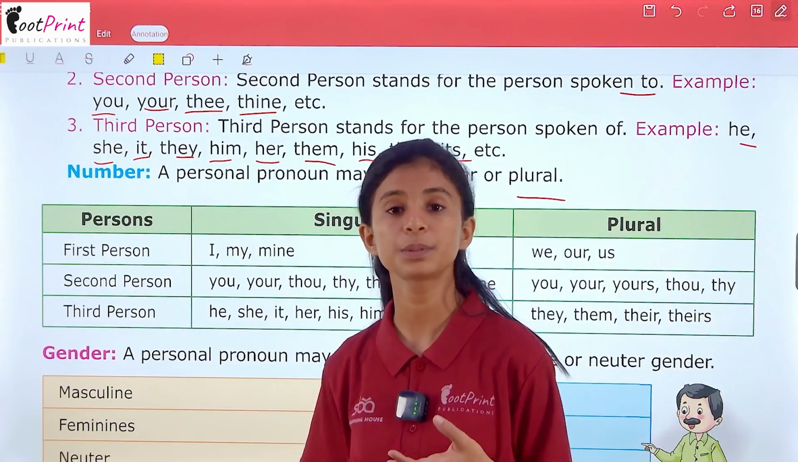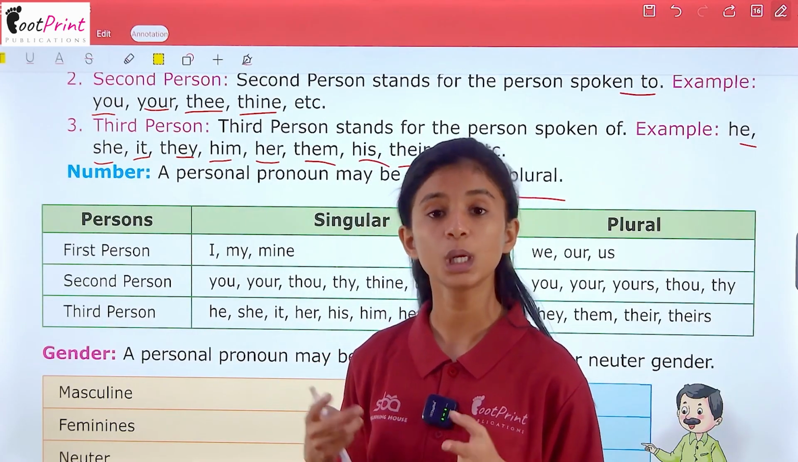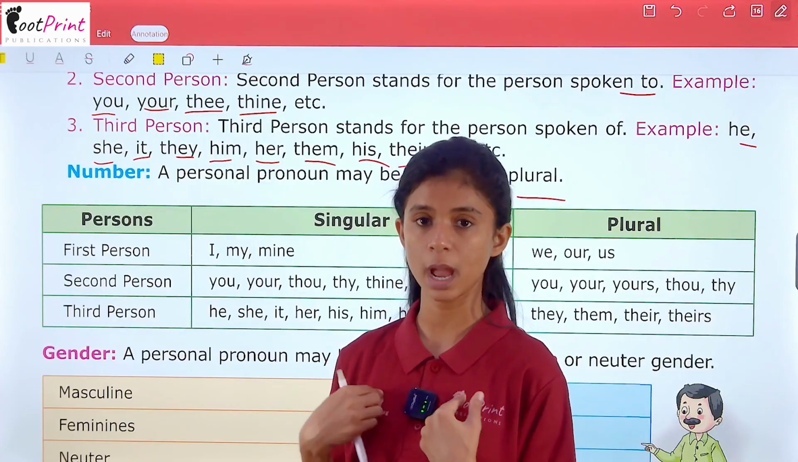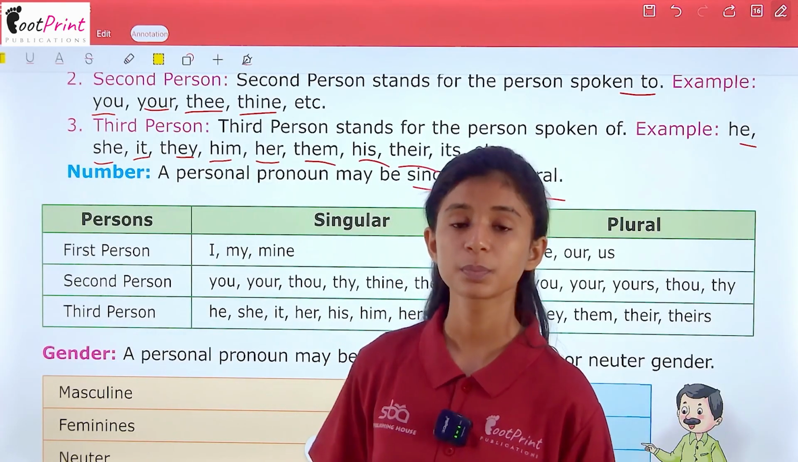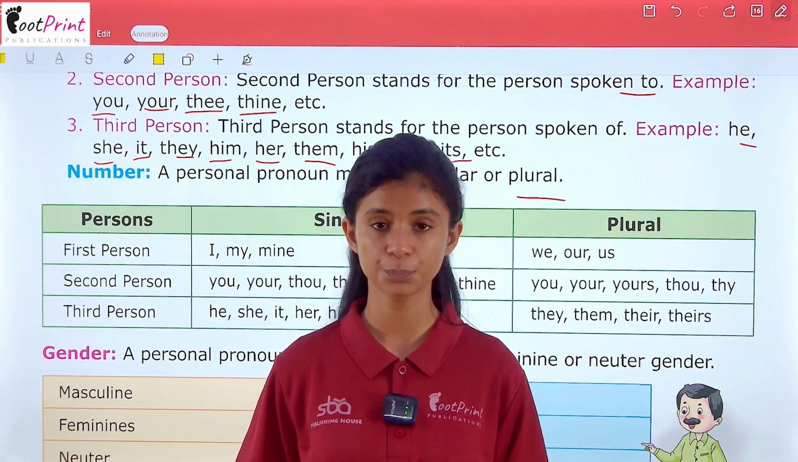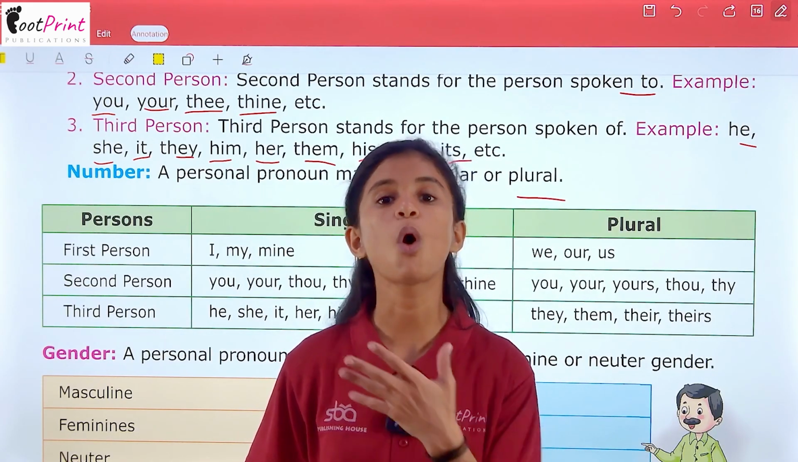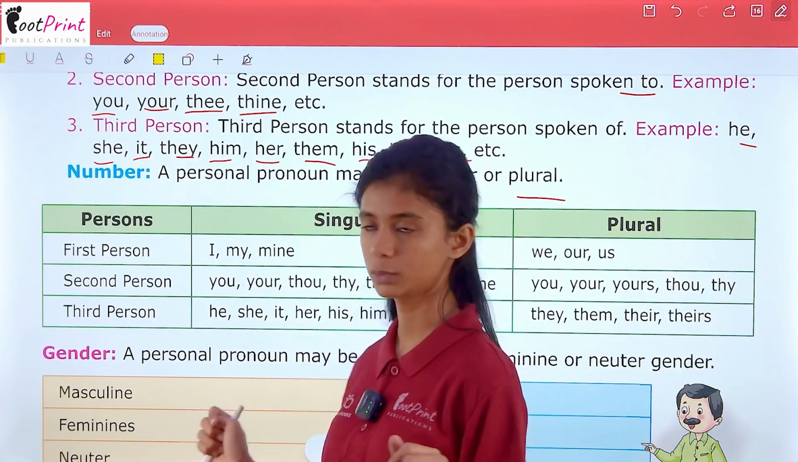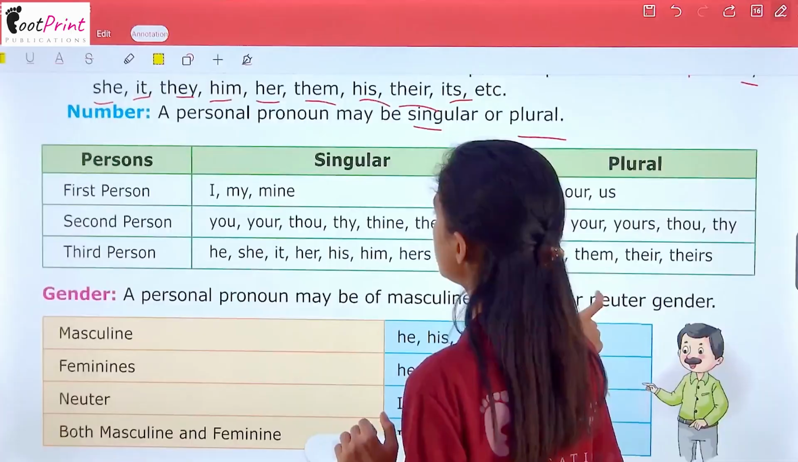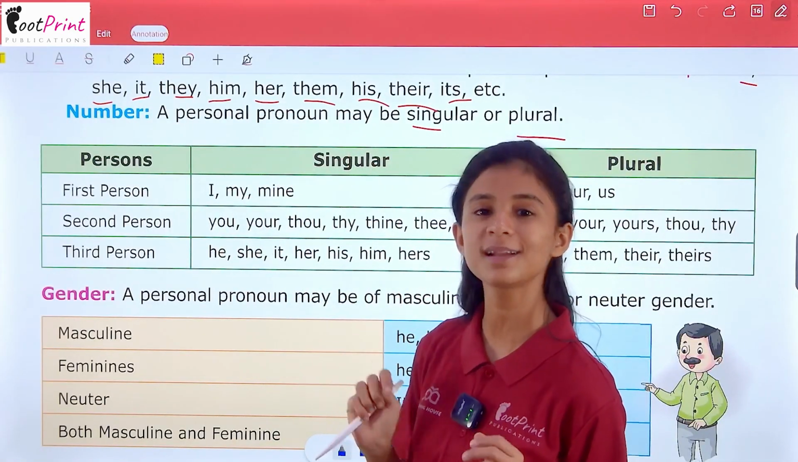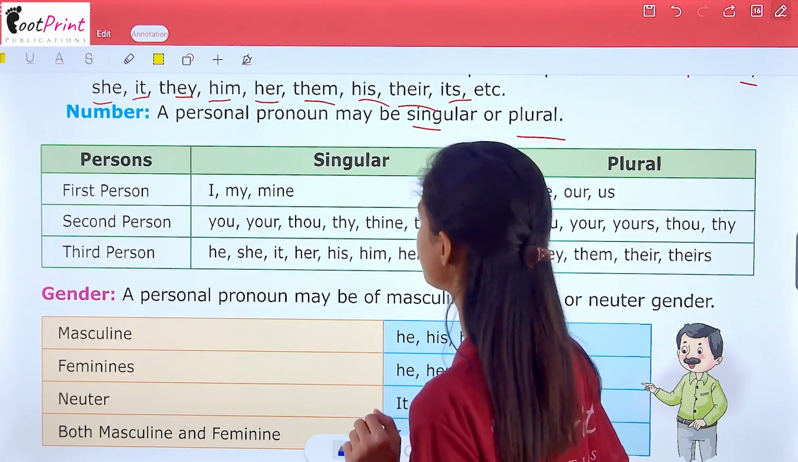Now, a personal pronoun can be singular and it can be plural too. Here, I am a singular person and I am the first person, right? But you are not only one student watching this video. There are many students, so you all become second person and even plural also, right? Now, here we are given a very beautiful table so that we can learn our person pronouns very easily.